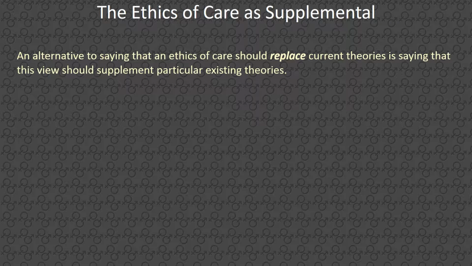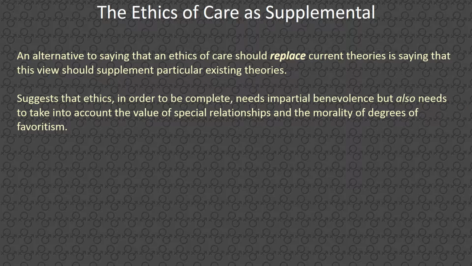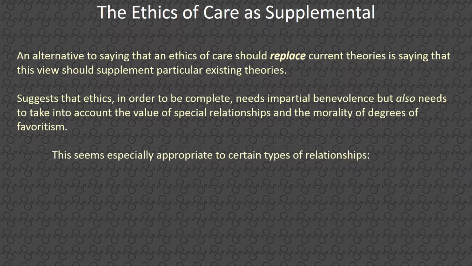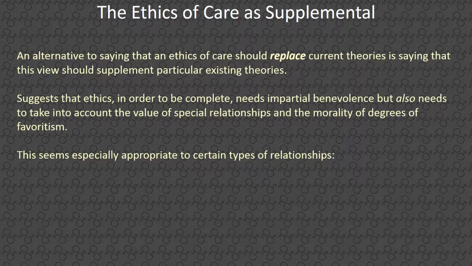An alternative view to saying that an ethics of care should be a replacement theory is to view it as a supplemental theory. This would suggest that an ethical theory, in order to be complete, needs universal principles of impartial benevolence, but also needs to take into account the value of special relationships, which implies the morality of being partial to some degree. As Rachels notes, the ethics of caring seems especially appropriate to certain types of relationships.